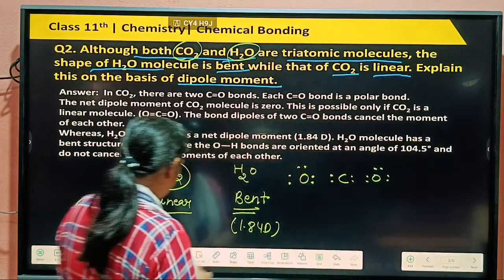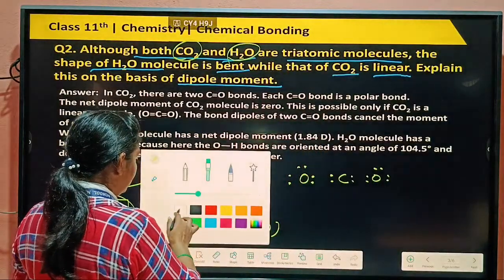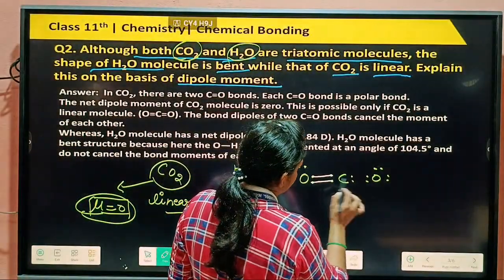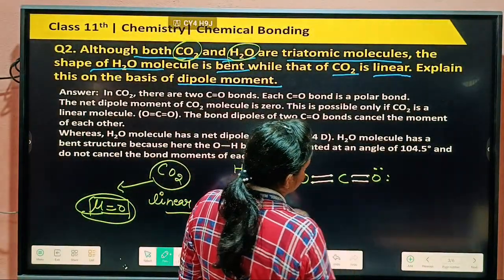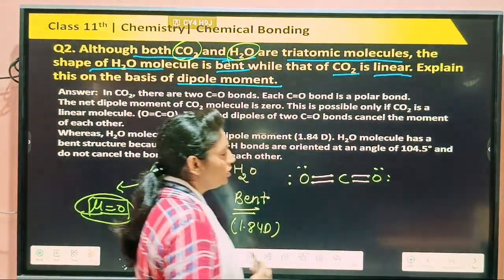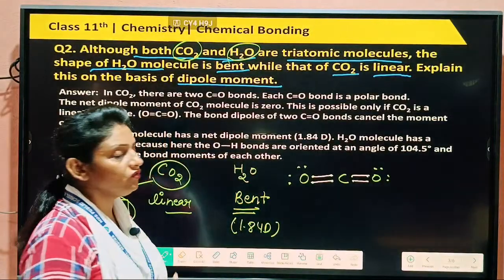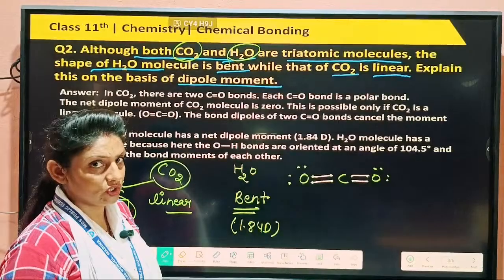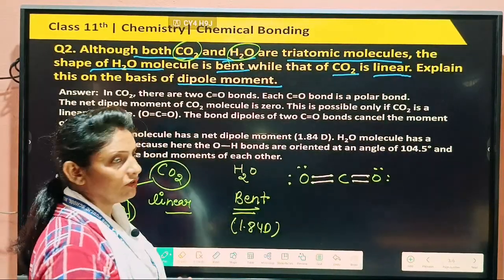So they will complete their octet and they will form bonds. This carbon is forming 2 bonds with this oxygen and 2 bonds with this oxygen. So how can we say that here dipole moment is 0? So its structure will be linear.